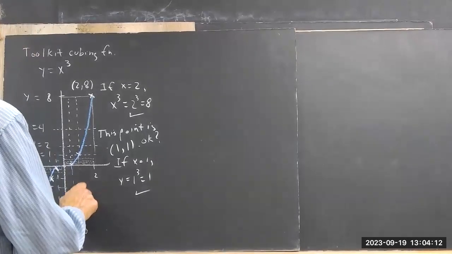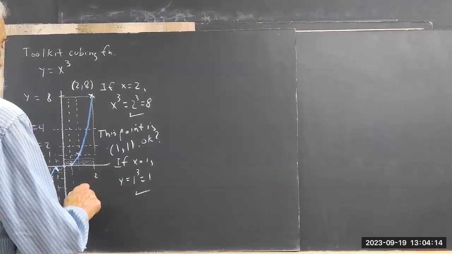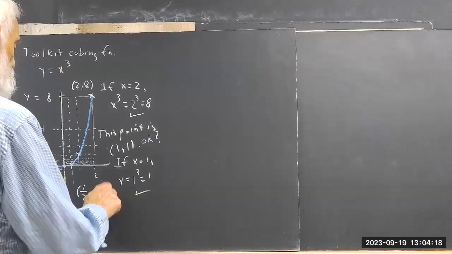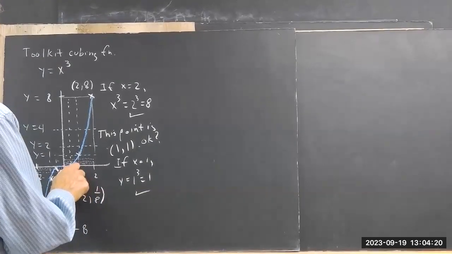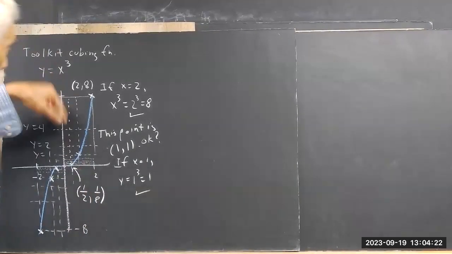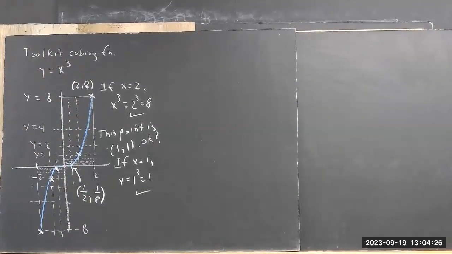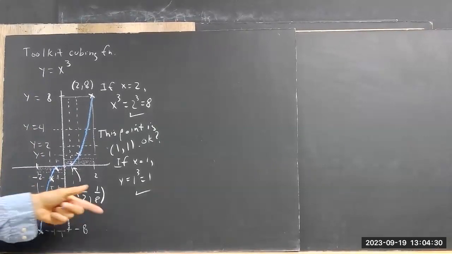So this point is one half, 1/8. You know this is 1/2 because it's the same division that you use for the squaring or the reciprocal function. Okay, so you got 1/2, 1/8.